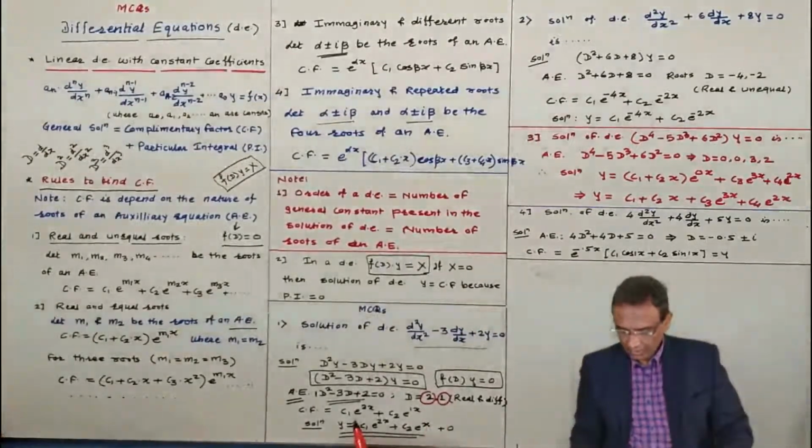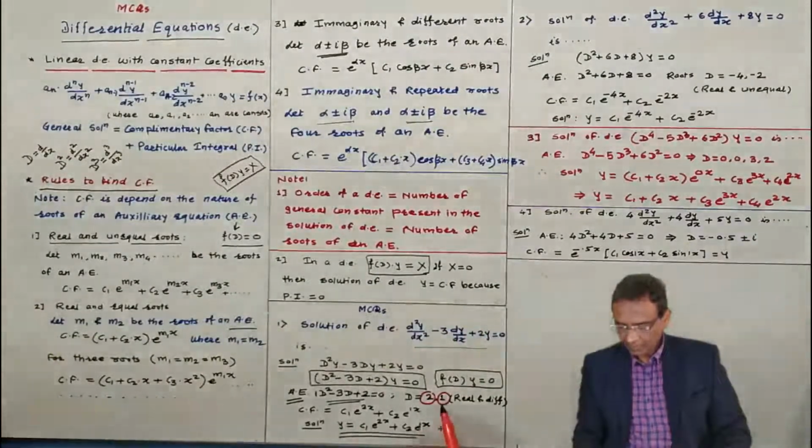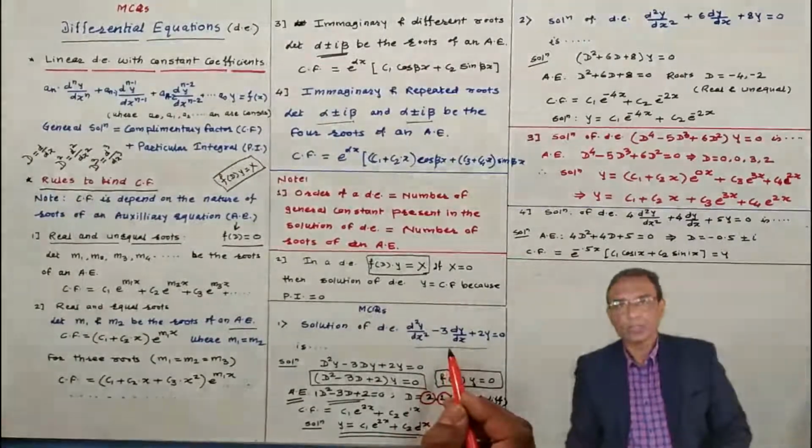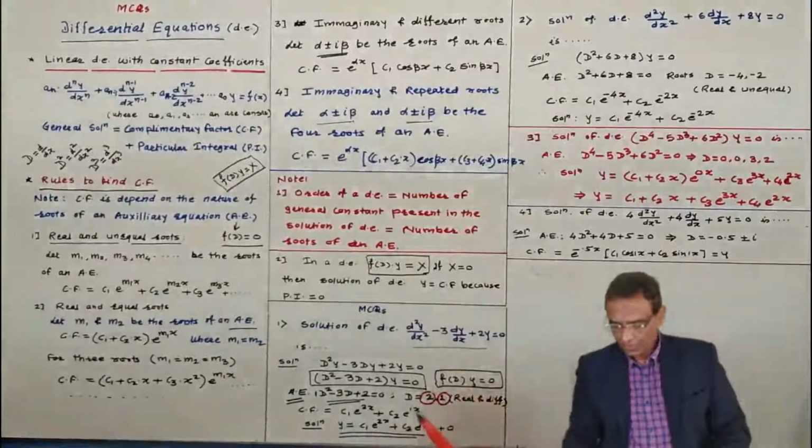The roots are real and different, therefore the complementary factor is C1 e to the power 2x plus C2 e to the power 1x. This 1 is not necessary to write. So this is the solution of this differential equation.